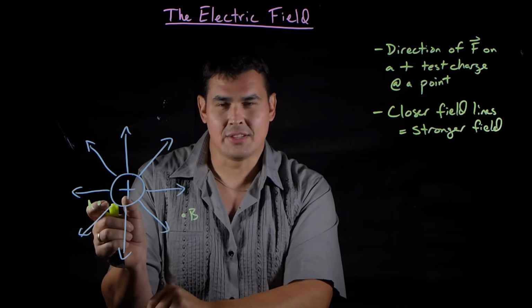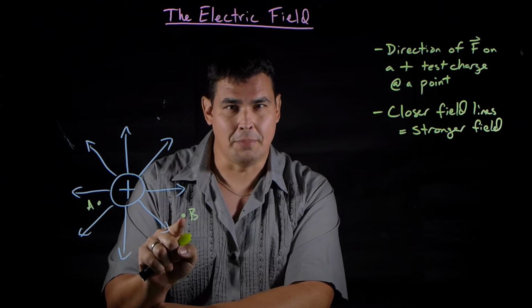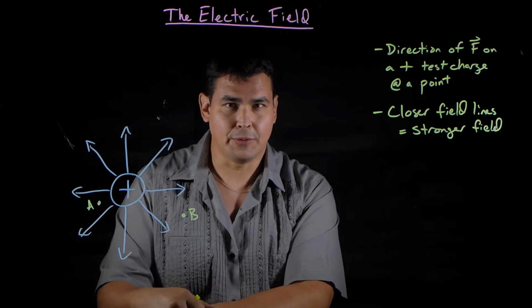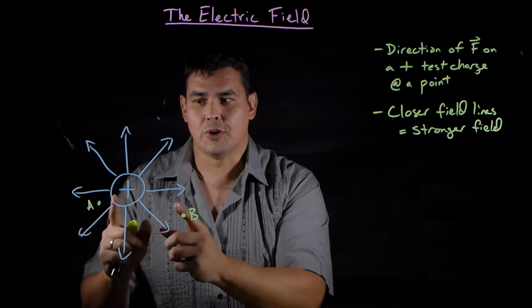So you know that A is going to have a stronger force. If I put a charge at point A, there's going to be a stronger force than if I put the charge at point B, because A is closer and B is further, right? But you can get that from looking at this diagram without having to know what charge is there.